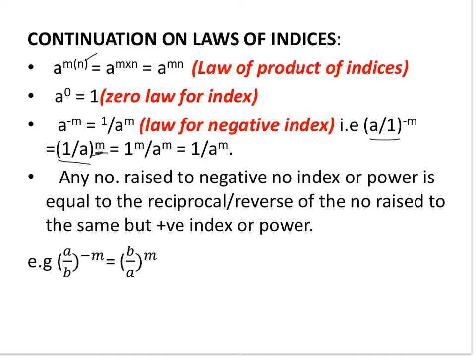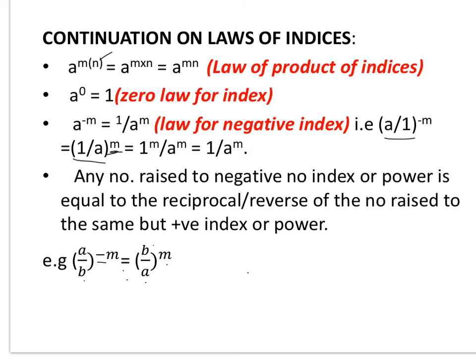Example: it says that any number raised to negative index or negative power is equal to the reciprocal of the number that is raised, and the number will be raised to the same but positive index. Look at what happened here. A over b raised to power minus m is equal to b over a raised to power m. Simply put, a raised to power minus 2 is equal to 1 over a raised to power 2. That is an illustration of the law of negative index.